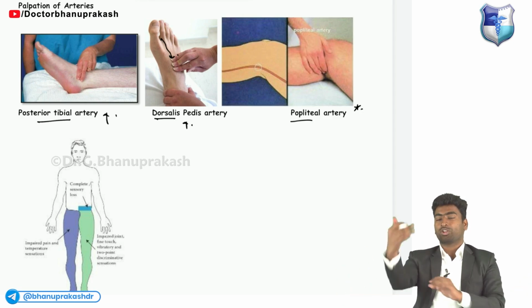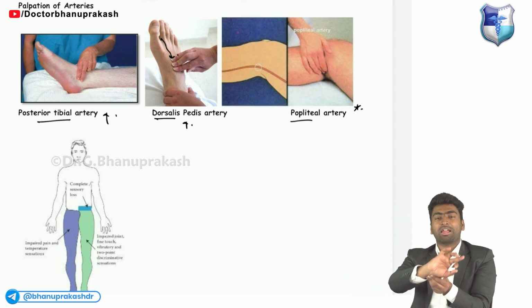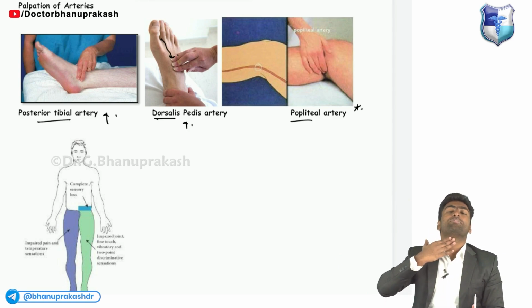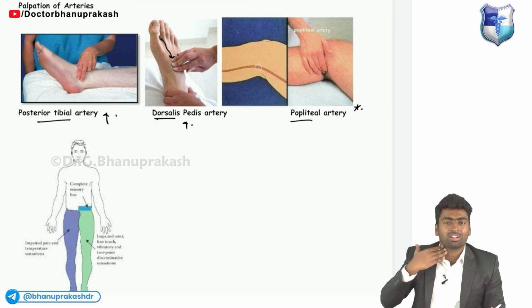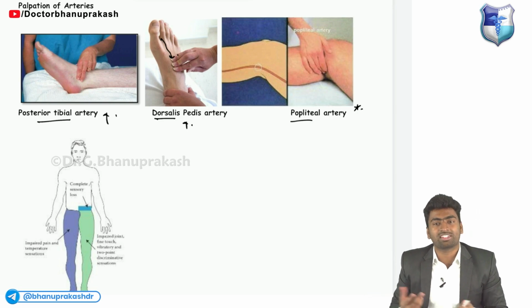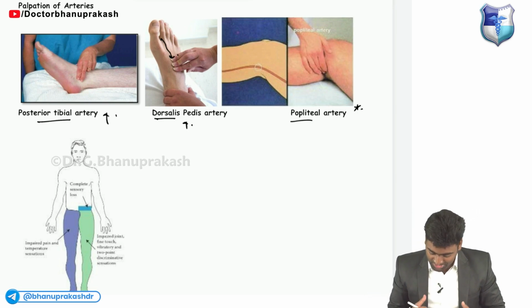The other arteries you know, right? This is the radial artery. If they are palpating here, it is the radial artery, and if they are palpating near the thyroid cartilage, it is the carotid. And if they are keeping a hand near the femoral region, it is the femoral artery palpation. Fine.